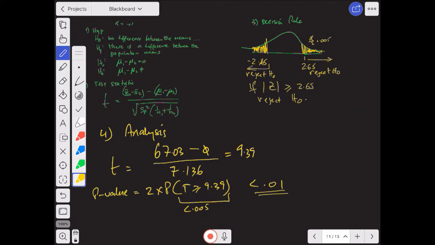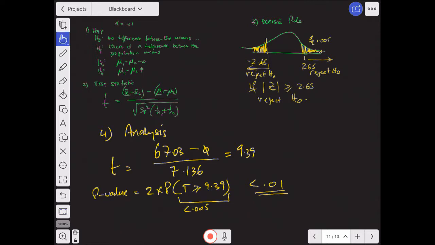And that is less than alpha. So therefore, of course, we would reject the null hypothesis. But given that t is 9.39, saying it is less than 0.01 is not really indicating how dramatic it is. I'm sure it is a lot less than 0.01. But that's all our table allows us to say, given that we cannot go beyond, I think, the 2.65, right?